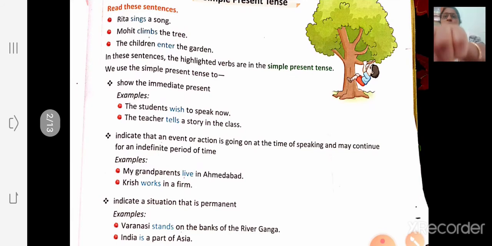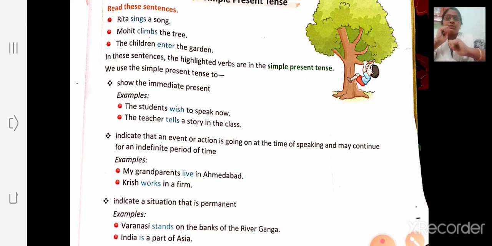When can we use simple present tense? We use simple present tense to indicate an action that happens in the present time, that is going on at the time of speaking. For indicating present actions, we use simple present tense. The students wish to speak now. The teacher tells a story in the class. My grandparents live in Ahmedabad. Krish works in a firm. All these are actions that are happening at the time of speaking.